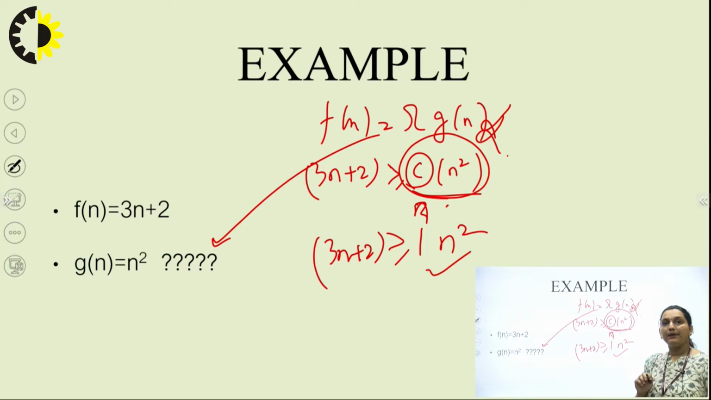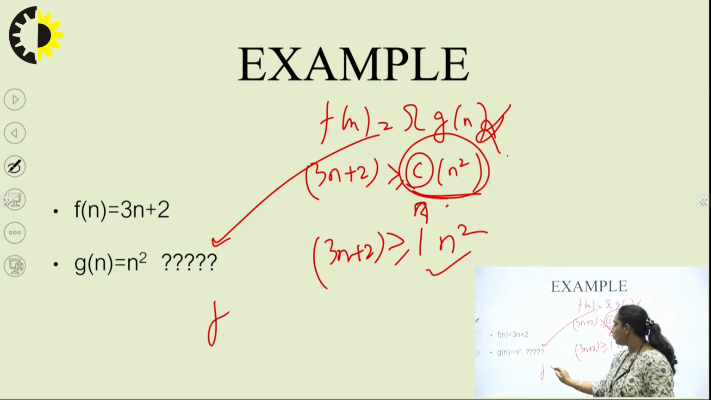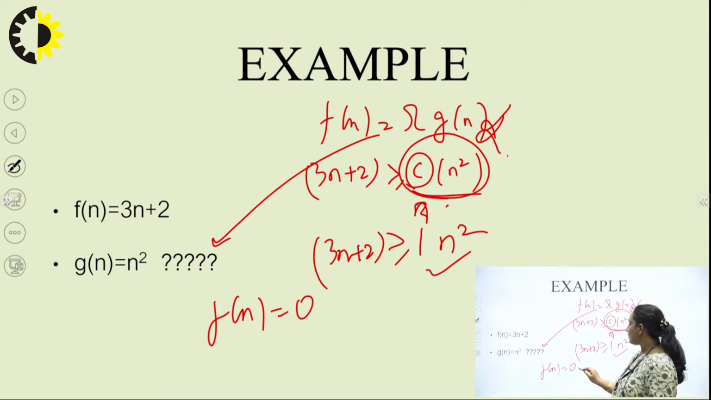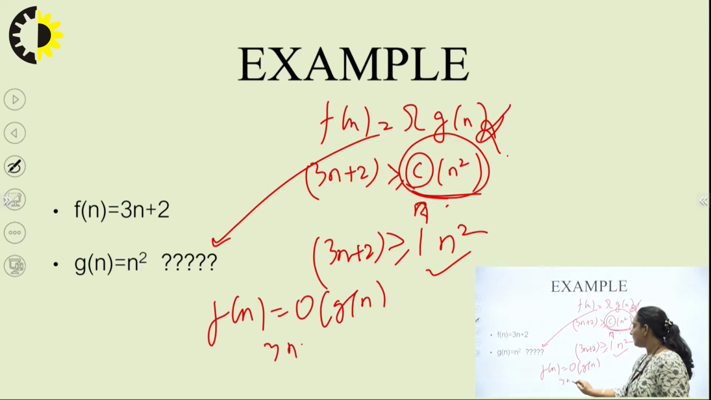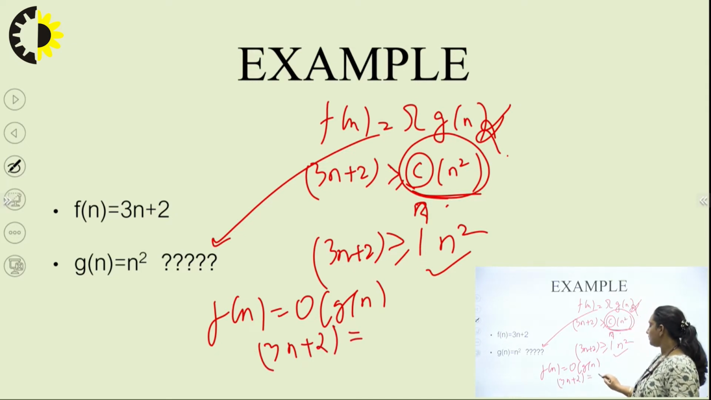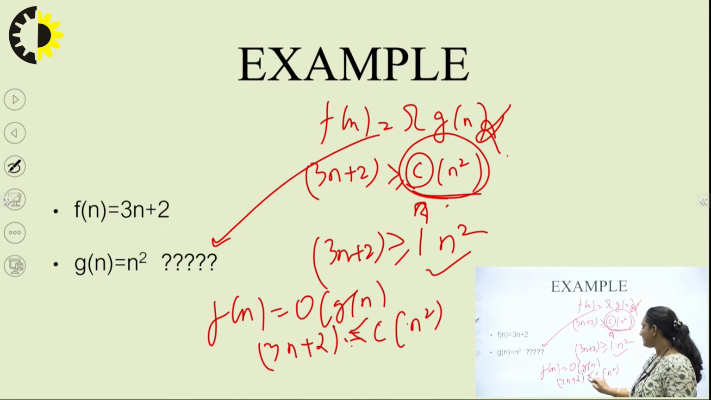But can I write a big O here? If I say this function is order of big O of g of n, let me put it down: 3n plus 2, and this is c of g of n, n square. So we have a situation that this is less than or equal to, yes it is. So we can write big O here but not big omega here.